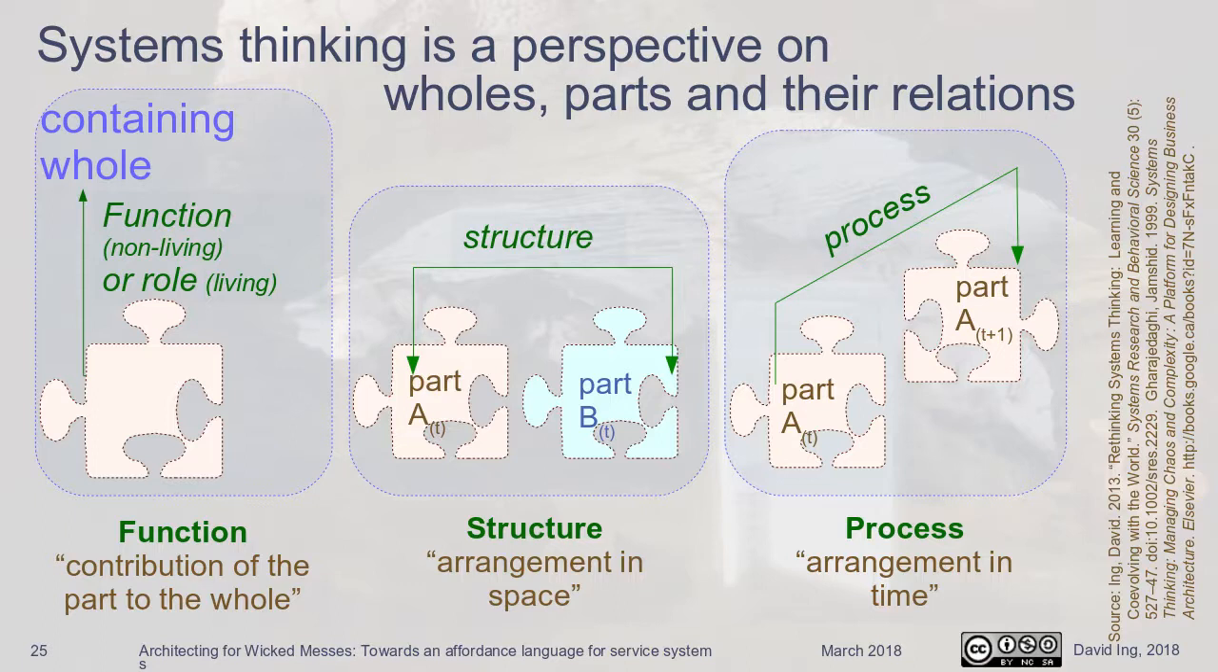So, the one definition I have published, this is in Systems Research and Behavioral Science. Systems thinking is a perspective on parts, wholes, and their relations. That's a pretty simple definition, and it's pretty universal. So systems thinking is common across all cultures. It translates into multiple languages.